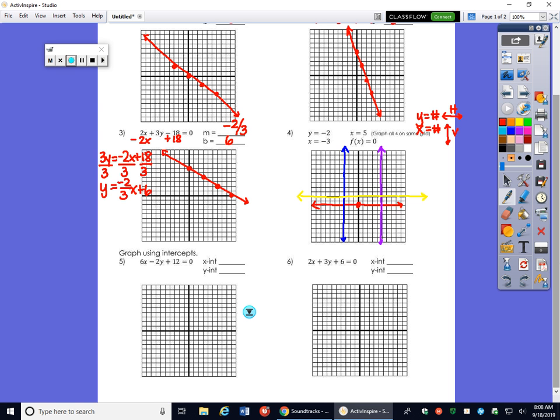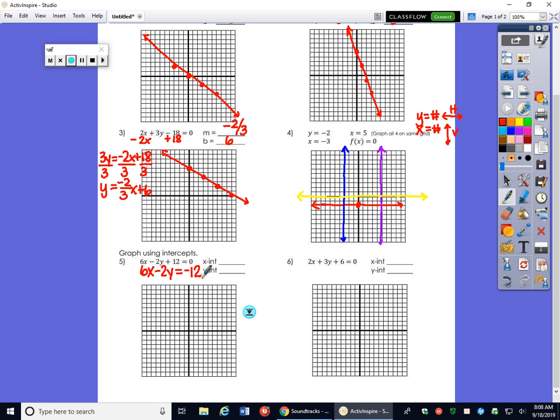All right, and the last two, we're going to graph using intercepts. So the first thing we need to do is move that 12 over. When it's in standard form like this and we graph using intercepts, the intercepts are super easy to find. You're just going to do kind of a cover-up method.